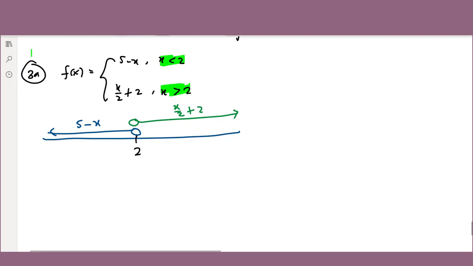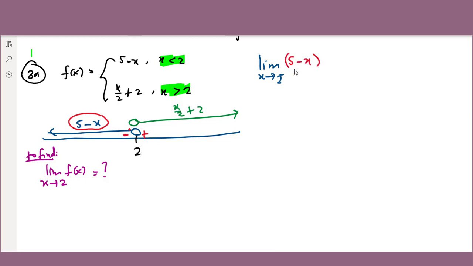We need to find the limit of f(x) as x approaches 2. So first, we need to find the limit on the left and also on the right. So this is on the left, and this on the right of it. Write down the limit as x approaches 2 from the left. If you check here, 2 from the left lies here, so we choose this function, 5 minus x. The next step, substitute 5 minus 2 is equal to 3. Okay, that one is on the left hand side.